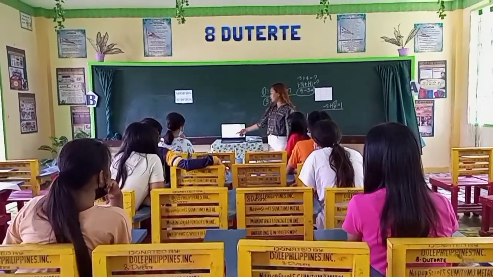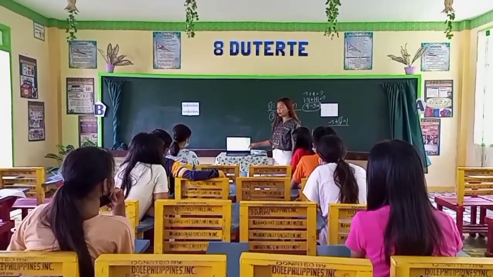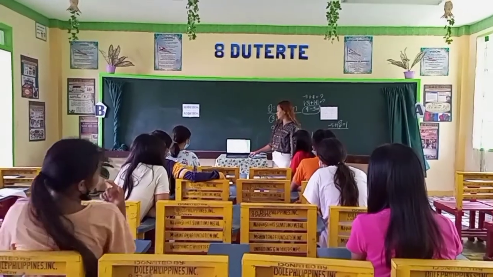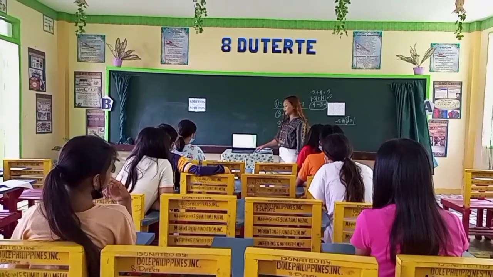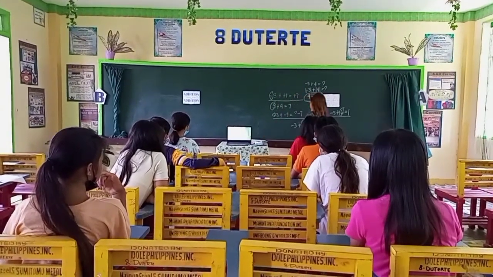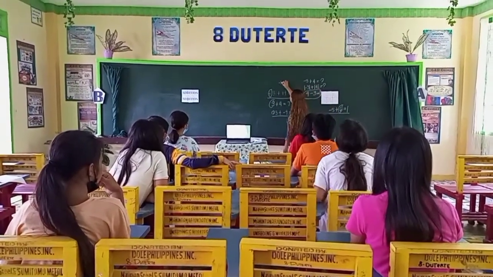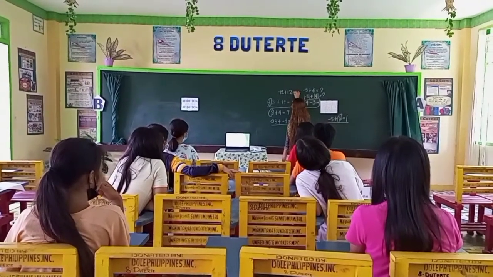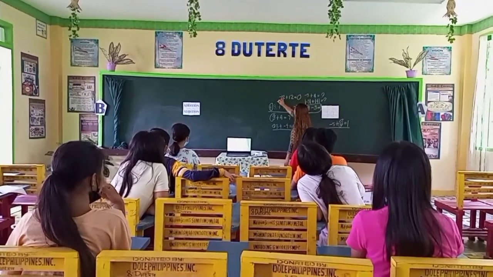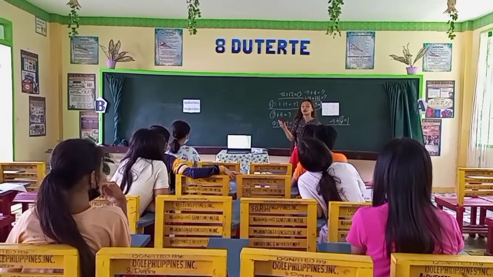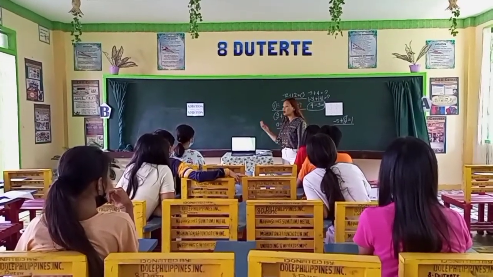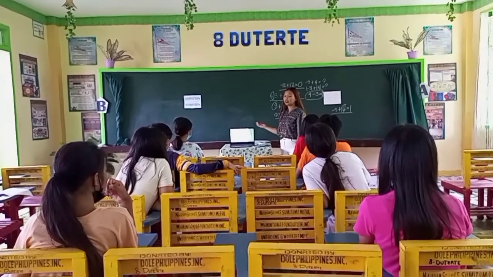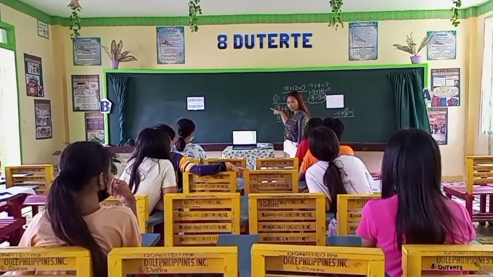Positive 349 plus negative 349 equals 0. Negative 798 plus positive 798 equals? So for example, negative 12 plus 12 equals? 0. Ayan lang siya. Tandaan nyo na ang fourth rule, kapag in-add natin yung isang number sa kanyang opposite sign, magiging 0 ang result.